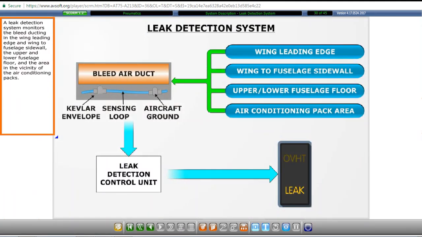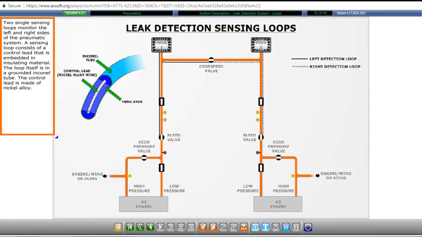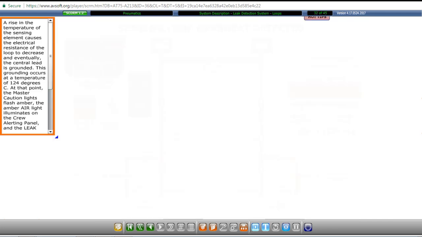A leak detection system monitors the bleed ducting in the wing leading edge and wing to fuselage sidewall, the upper and lower fuselage floor, and the area in the vicinity of the air conditioning packs. Two single sensing loops monitor the left and right sides of the pneumatic system. A sensing loop consists of a control lead that is embedded in insulated material. The loop itself is in a grounded Inconel tube. The control lead is made of nickel alloy.